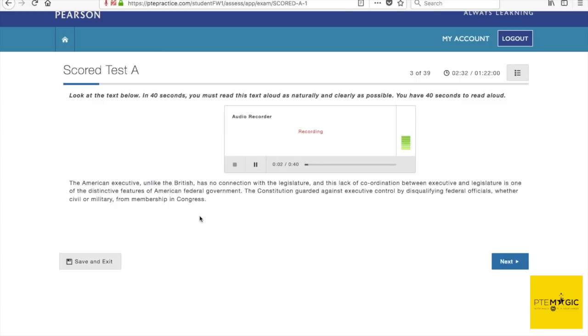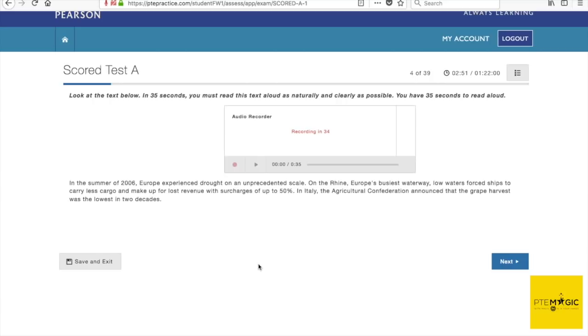The American executive, unlike the British, has no connection with the legislature, and this lack of coordination between executive and legislature is one of the distinctive features of American federal government. The Constitution guarded against executive control by disqualifying federal officials, whether civil or military, from membership in Congress.